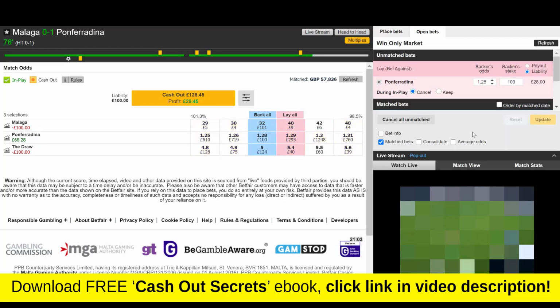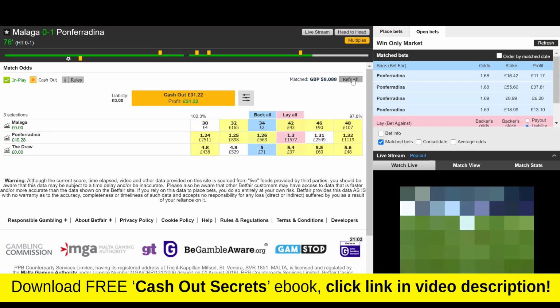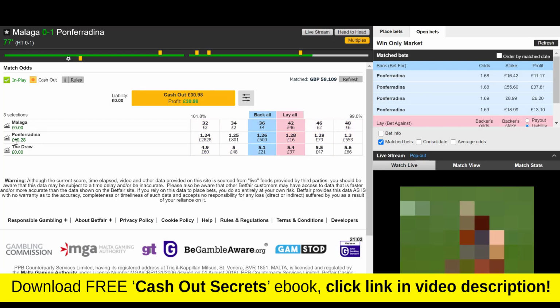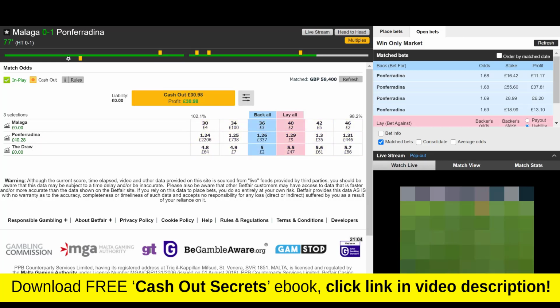And as you're going to see, that is probably going to give us around a £40 free bet on Ponferradina if we wanted to let it run. We could let it run. We've got no further risk in the market, then we would make a substantially bigger profit, around a 30% increase versus the cash out. But if we watched it and we just thought Malaga looked like they're going to squeeze that equalizer, then of course we can just cash out and take the profit. So anyway, just a quick example there.